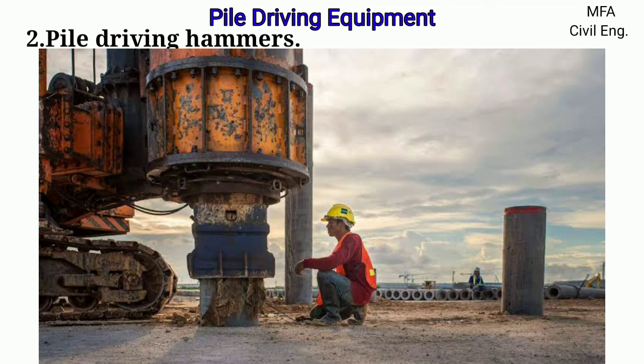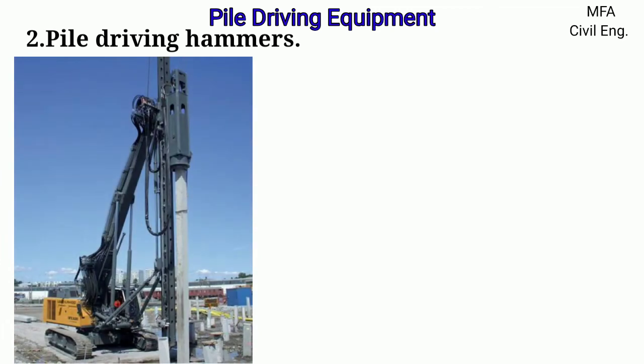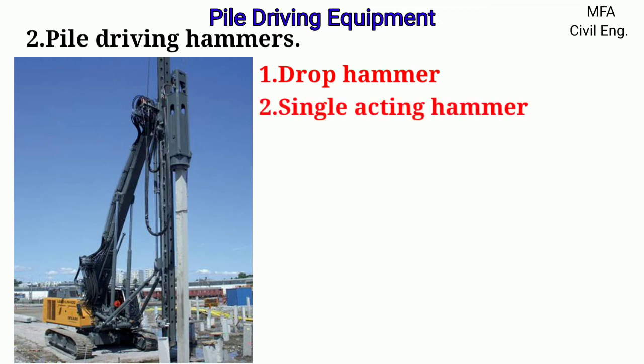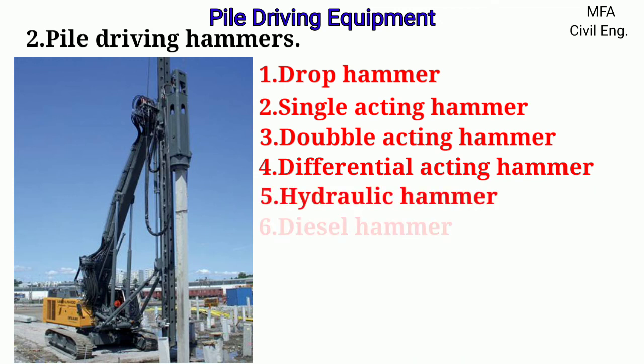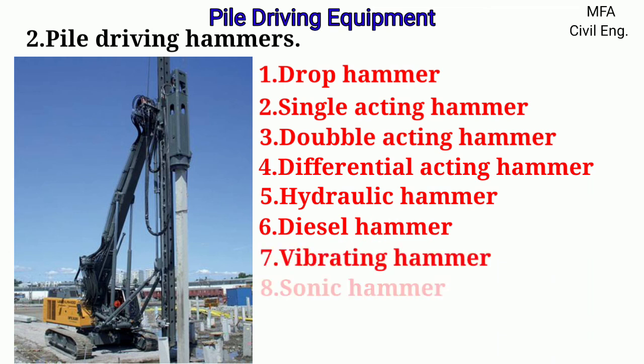large drop. The different types of hammer used for driving the piles are drop hammer, single acting hammer, double acting hammer, differential acting hammer, hydraulic hammer, diesel hammer, vibrating hammers, and sonic hammer.